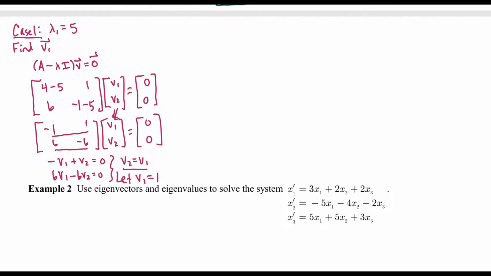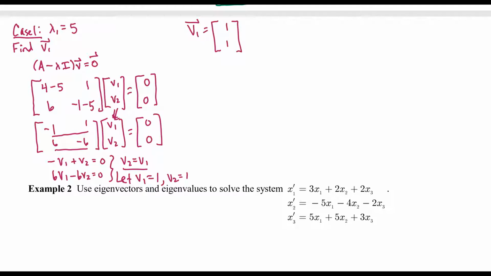I could choose any number right here. I could choose 85 if I wanted to. Let's choose something easy to work with like 1. Well, if V1 is equal to 1, then V2 is also equal to 1. So we can say then our first eigenvector, V1, has these two components, 1, 1.